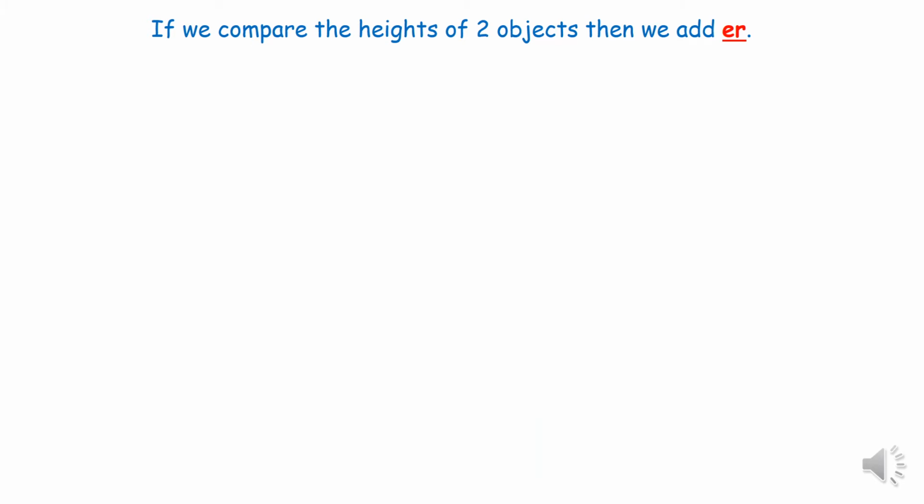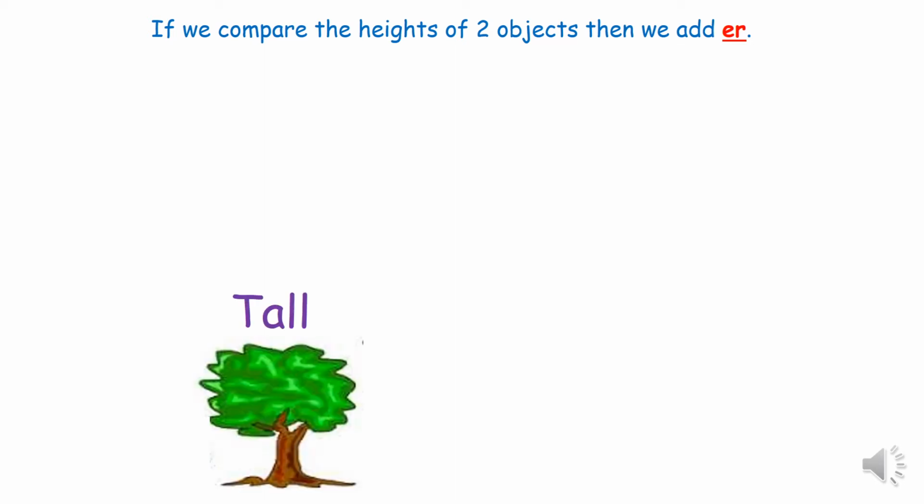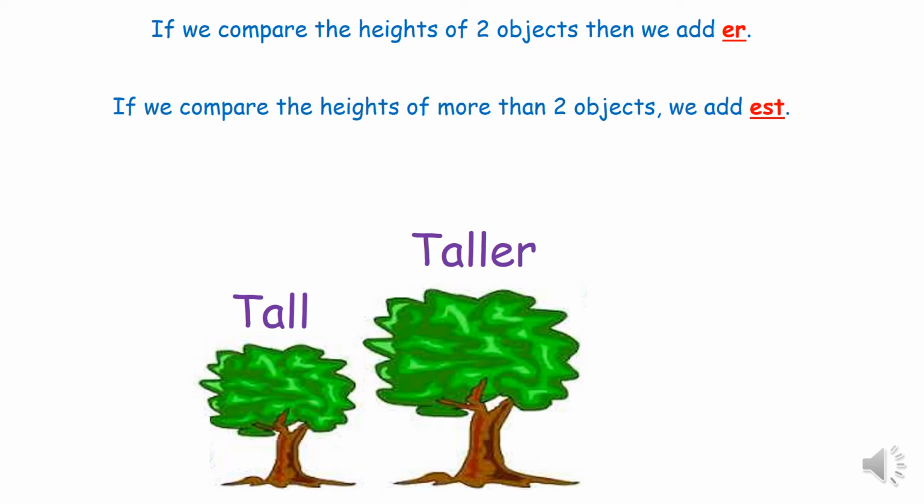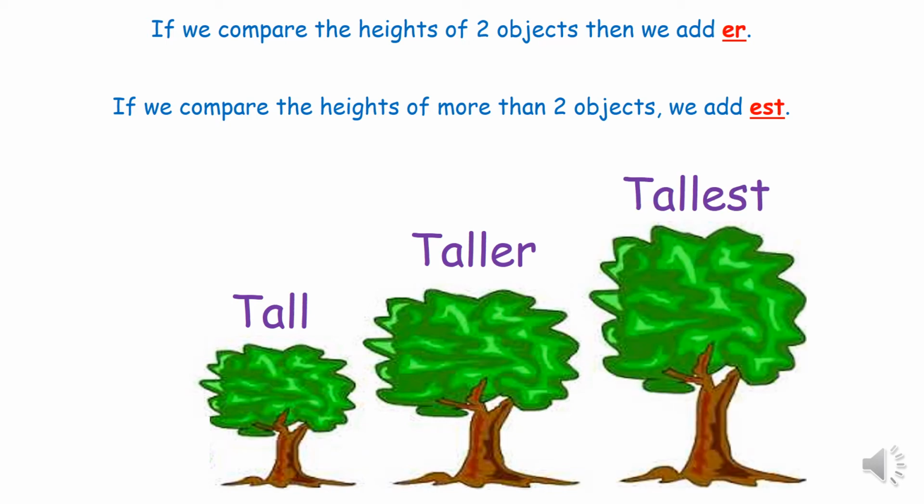If we compare the heights of two objects, then again we can add er to the end of that word. This tree is tall, but this tree is taller. If we compare the heights of more than two objects, we can add est to the end of the word. Tallest. The first tree is tall, the second tree is taller, the third tree is the tallest.